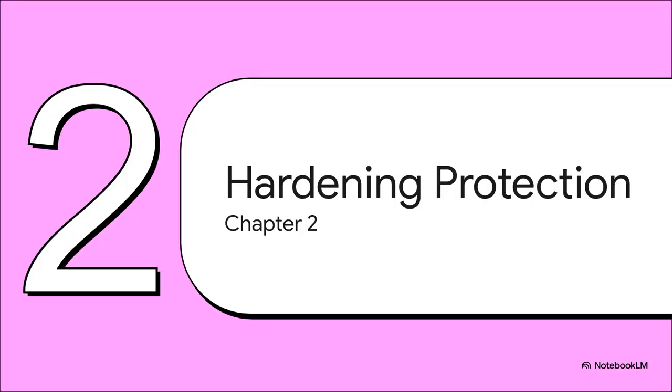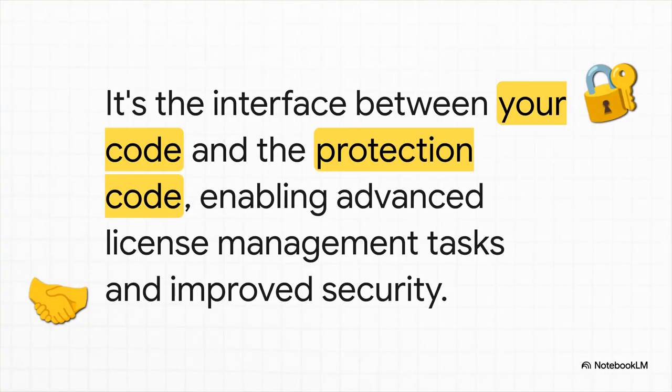All right, so we've got our foundation solid. Now, let's build on it. We're going to look at a couple of really powerful techniques you can use to harden your application against tampering and reverse engineering. Think of the protection interface as a direct line, a bridge between your own application's code and PC Guard's protection code. When you use it, your app can actively check its own license status. It can handle licensing tasks. It can even pop up custom activation dialogues.